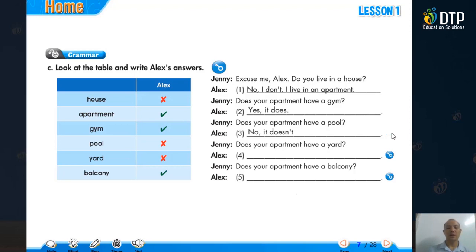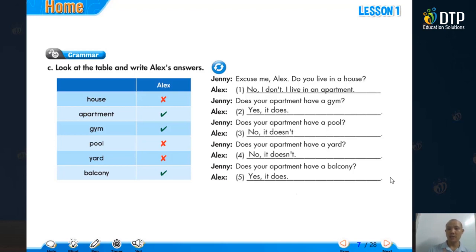It doesn't, right? Good. Number 3. Does your apartment have a yard? A yard? Các bạn thấy dấu gạch chéo. So what do you choose? No, it doesn't, or no, it don't? Doesn't, right? No, it doesn't. And the last one. Does your apartment have a balcony? Balcony, you tick. Mình sẽ trả lời là yes. So you will say yes, it don't, yes, it do, or yes, it does? What do you choose? The last one, right? Yes, it does.